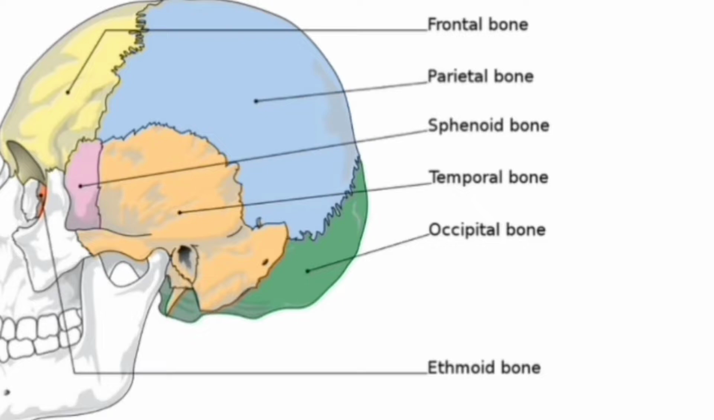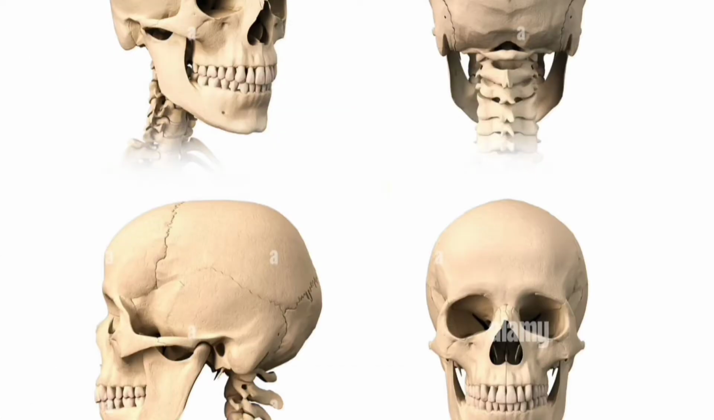So now, the basic information about the skull: the skull rests on the upper end of the vertebral column, and its bony structure is divided into two parts. One is the cranium and the other is the face.